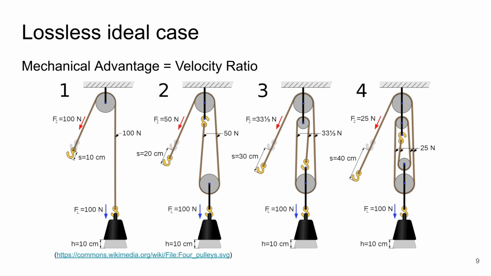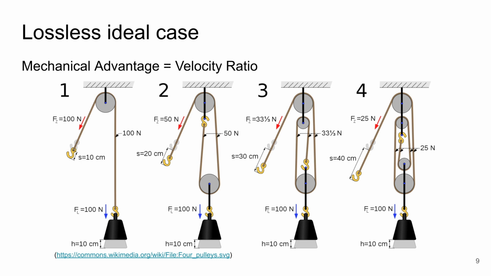Now, if we then look at the distance traveled by the effort, that is 20 centimeters, and compare that to the distance that the load is lifted, which is 10 centimeters, we get the distance of the effort, which is 20, divided by the distance of the load, which is 10. We get a velocity ratio of 2. So in this case, the mechanical advantage is the same as the velocity ratio, and that is 2. Similarly, for the other cases, you will see that the mechanical advantage and the velocity ratios are 3 and 4 respectively for the third and fourth example.